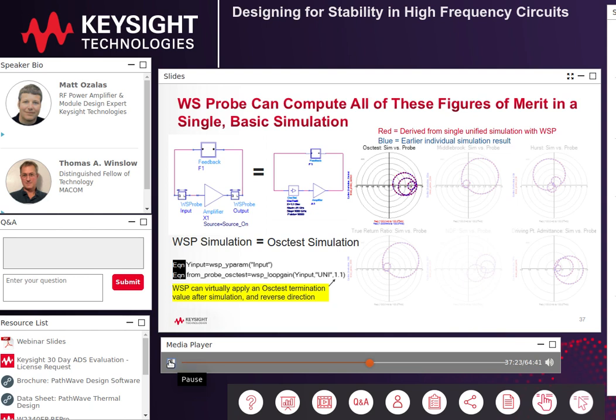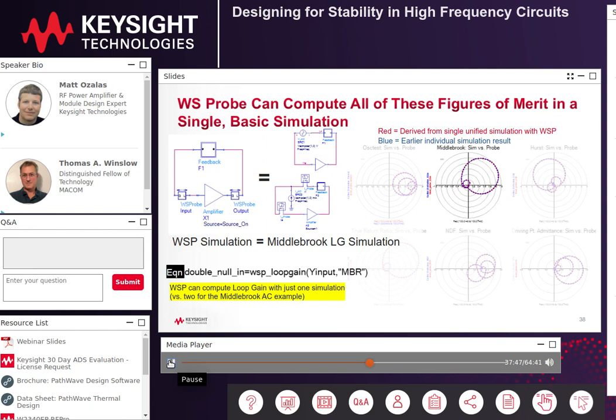Instead of UNI, I put REV in there, and I can also virtually run OSTest on the output node too, because there's also a WS probe on that node. So to recap, I can replace 4 OSTest simulations that I'd have to do separately, 2 nodes forward and reverse, with a single WS probe simulation. That's pretty good, but we're just getting started.